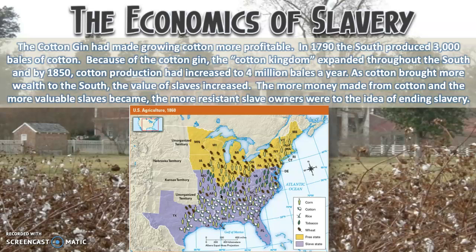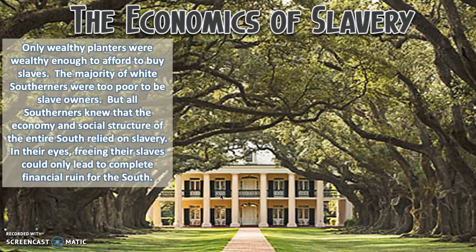The cotton gin had made growing cotton more profitable. In 1790, the South produced 3,000 bales of cotton. Because of the cotton gin, though, the cotton kingdom expanded throughout the South. And by 1850, cotton production had increased to 4 million bales a year.